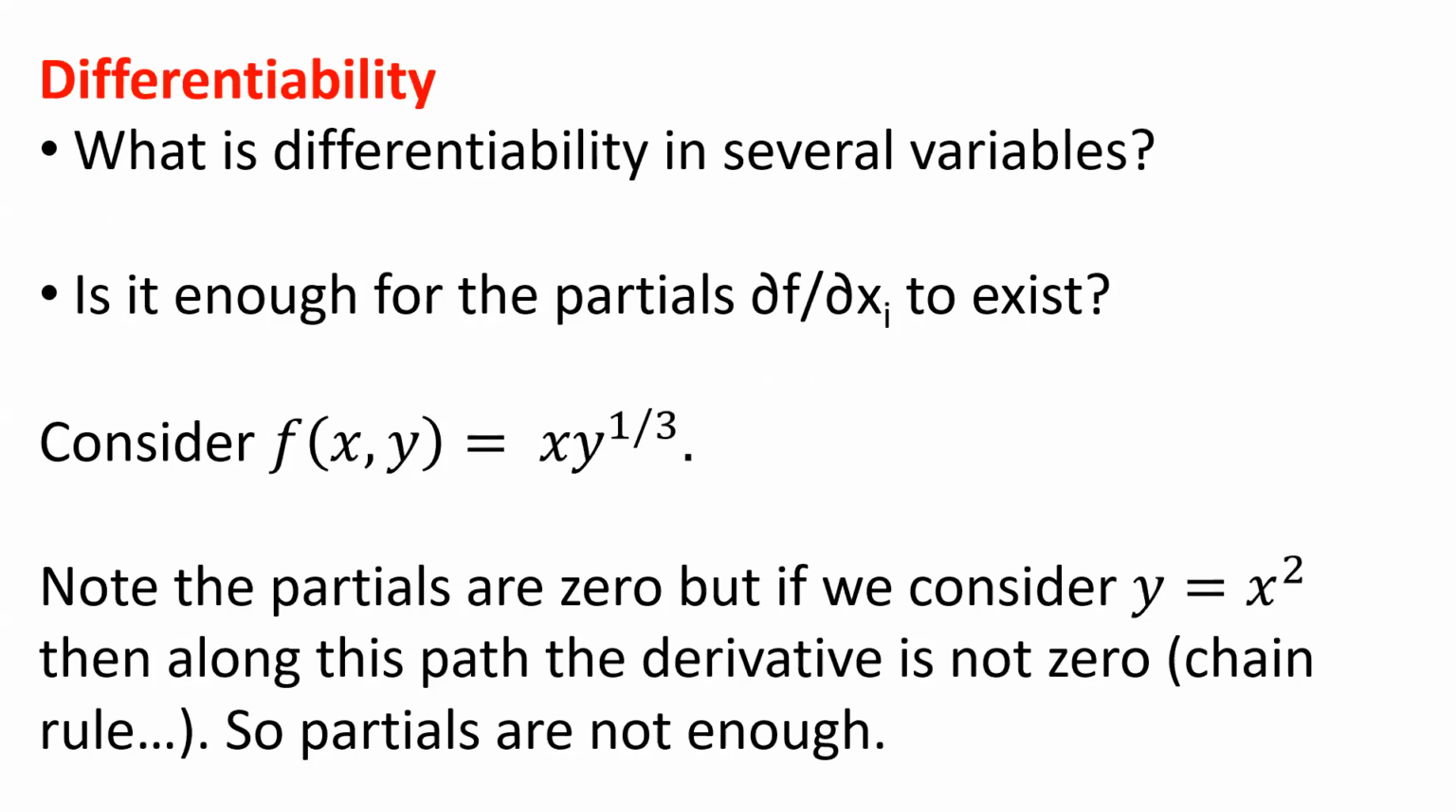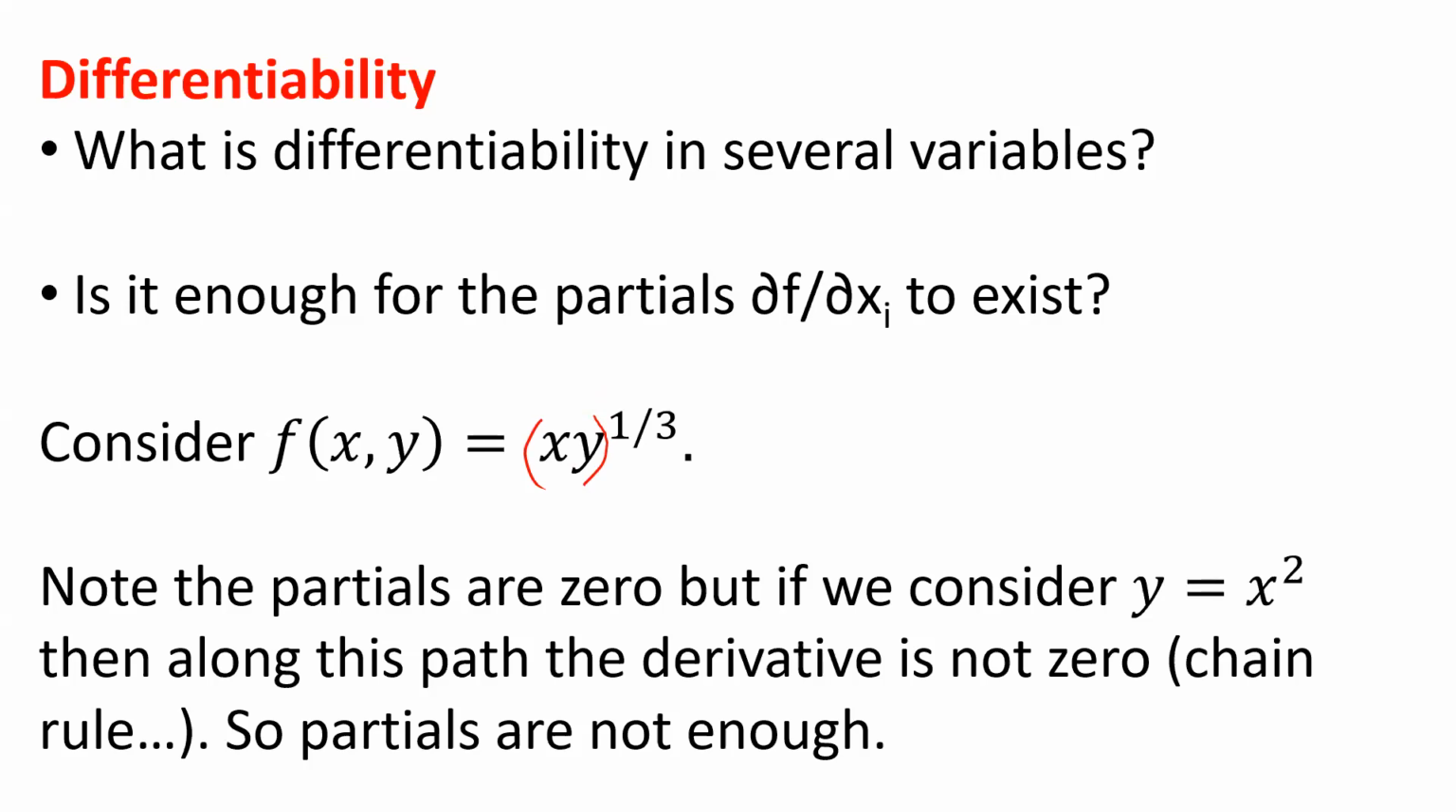And so consider the function f of x y equals x y to the 1/3. It's probably not clear that I want the whole thing to be the 1 to the 1/5. So I'll just add it like that right now. So if we try to calculate the partials, they are all going to be 0.